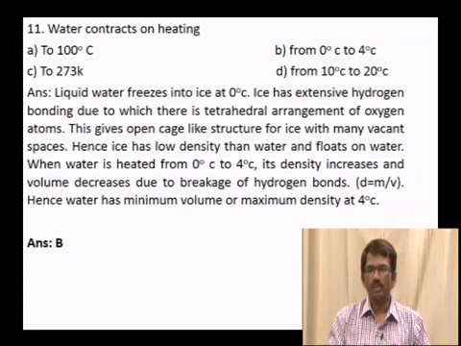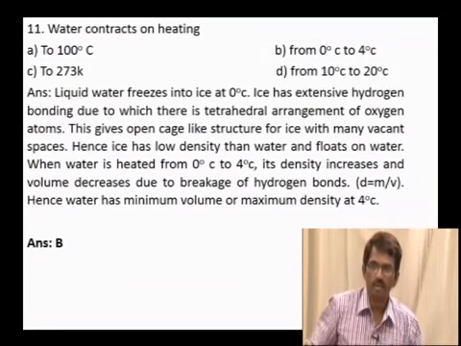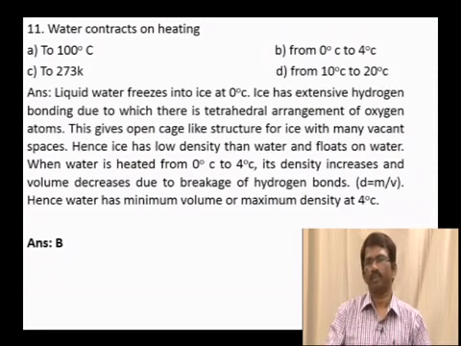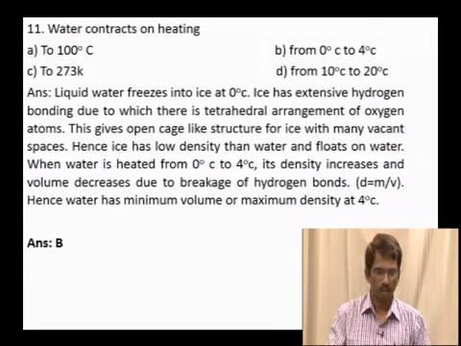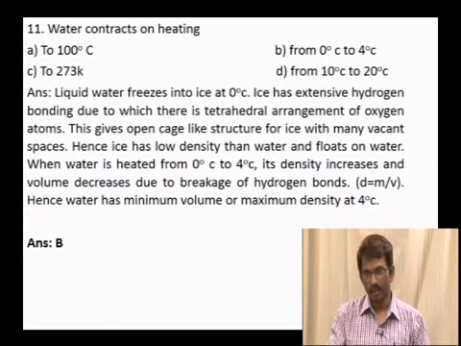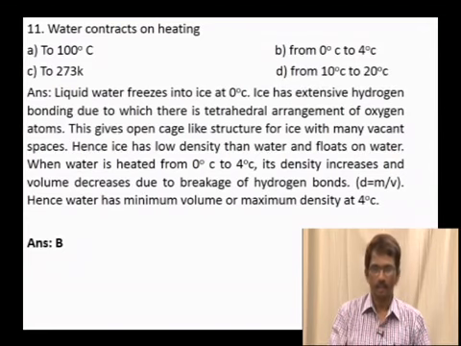So the vacant space present in ice is responsible for the low density of ice, and that's the reason why ice floats on the surface of water. Anyway, when you heat ice or water from 0 degree centigrade to 4 degree centigrade, instead of expansion or increase in volume, the volume decreases because the hydrogen bonds are broken and the water molecules will occupy those vacant spaces, thereby leading to contraction.